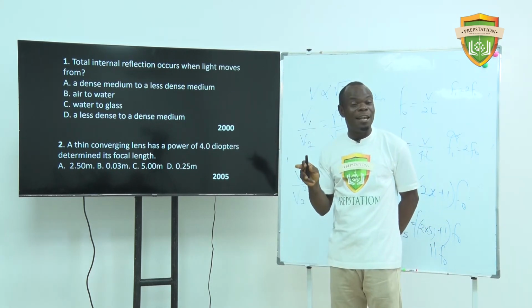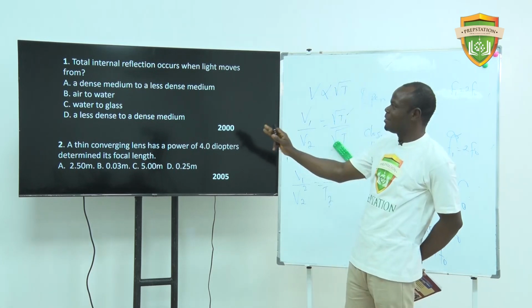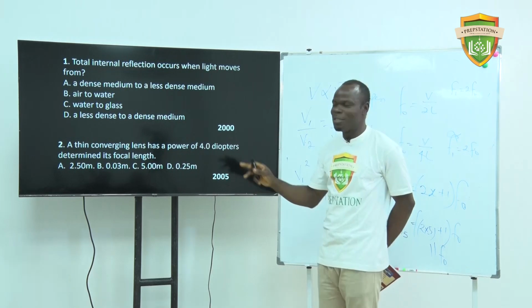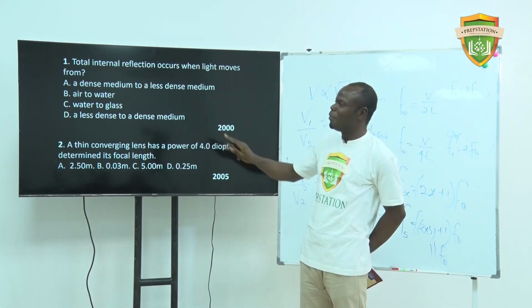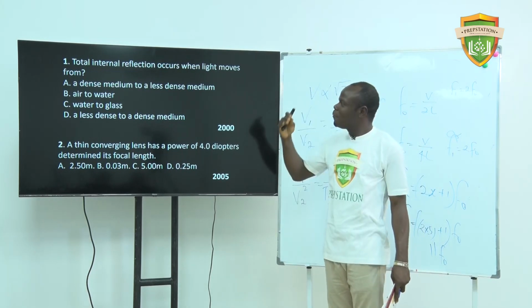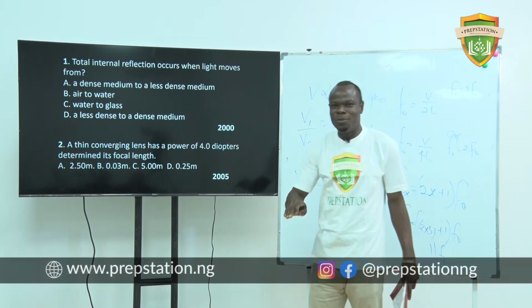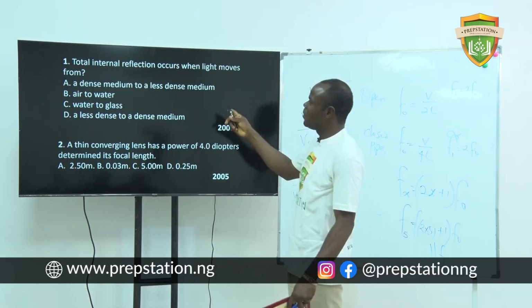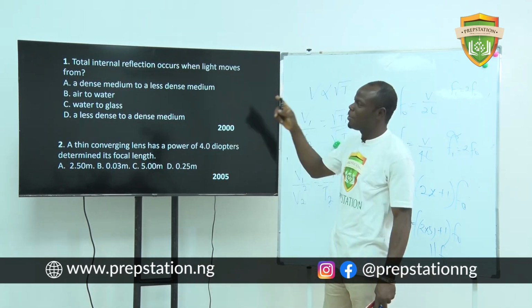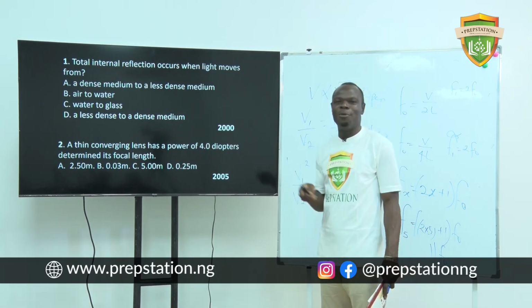Definitely not B and not C, because that is from less dense medium to what? To dense medium, which is also flowing along with option D. And we said before that it has to flow from what? From a more dense medium to less dense. Looking at what happened on the board, option B, C, and D are all the same. The correct option there is what? A, and A will be our answer.